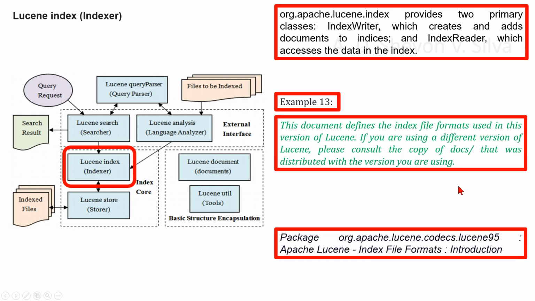Now we are considering the introduction to the Apache Lucene index file format in package org.apache.lucene.codecs.lucene95. Here we define the index file format used in this version of Lucene. If you are using a different version of Lucene, please consult the copy of the docs that was distributed with the version you are using.